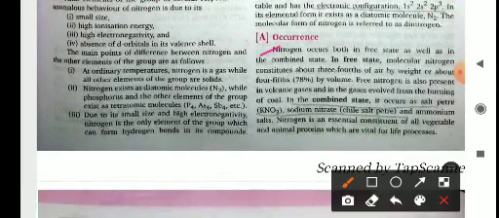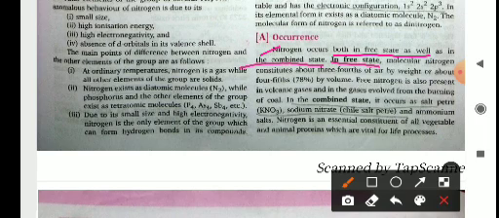So nitrogen occurs both in free state as well as in combined state in nature. In free state, molecular nitrogen constitutes about 3/4 of air by weight, or about 4/5, 78% by volume. Free nitrogen is also present in volcanic gases and in the gases evolved from the burning of coal. So when we burn coal, nitrogen gas is also released.